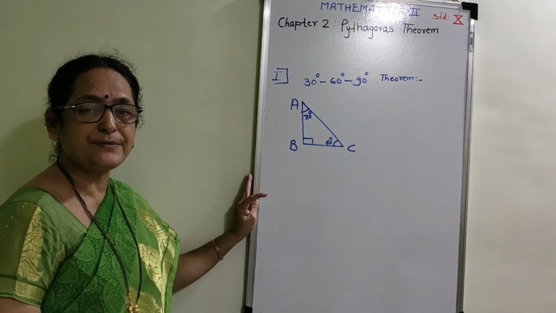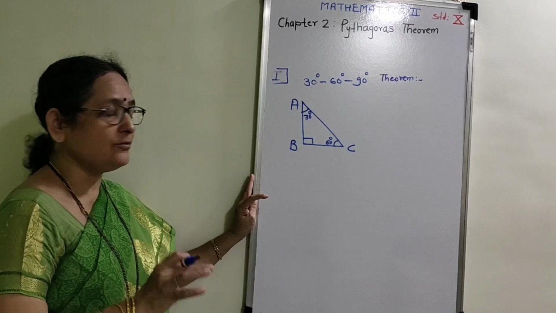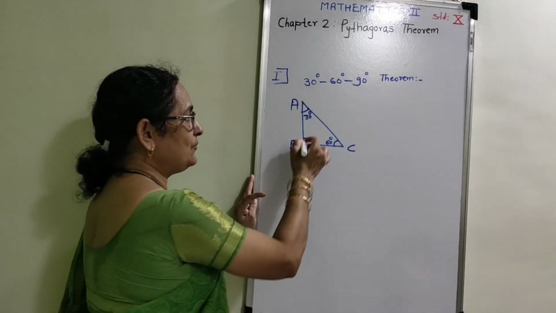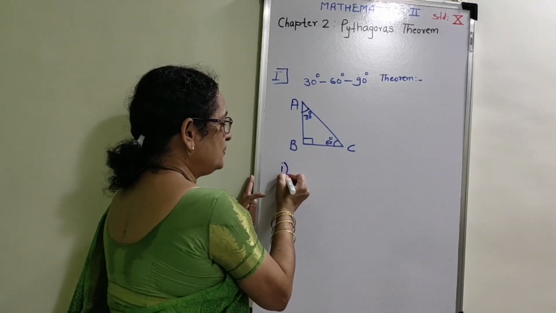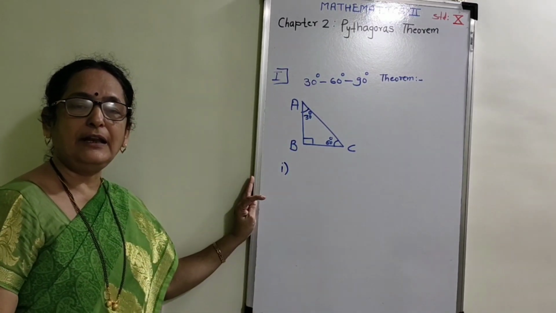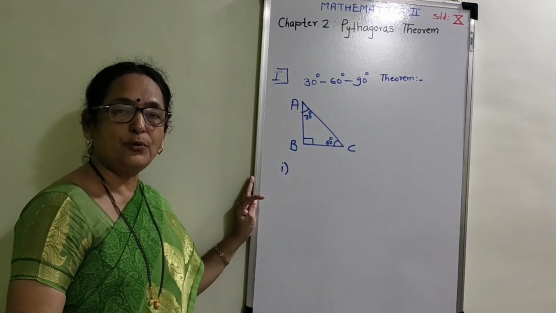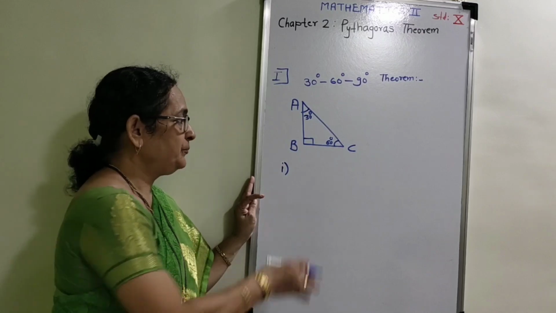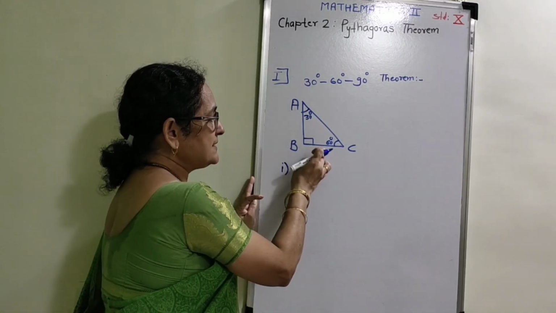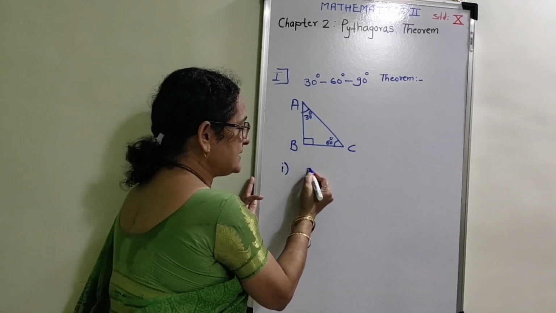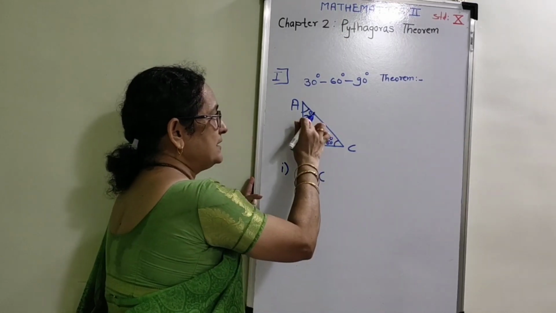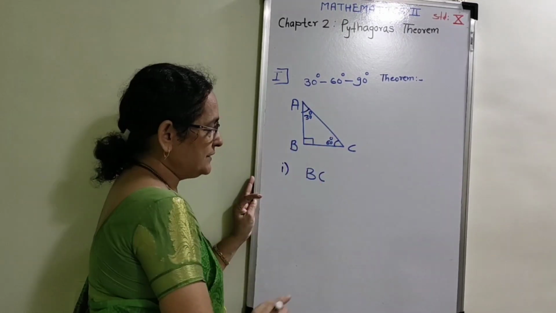Now, what is the statement of the theorem? In 9th standard, you have studied that. We are going to revise only the statement. Now, first of all, in this theorem, we are going to determine the length of the side which is opposite to angle 30 degree. Now, observe the figure. The side opposite to 30 degree is side BC. 30 degree, BC is the opposite side.